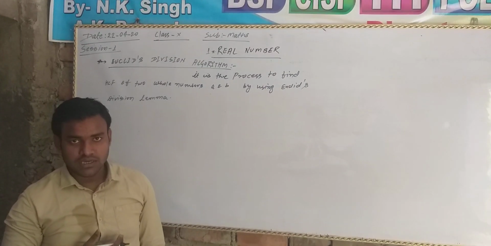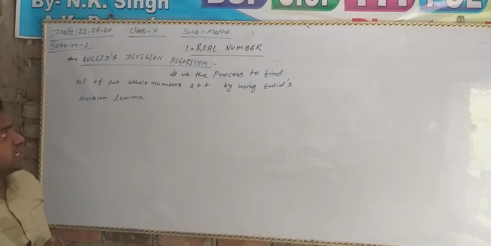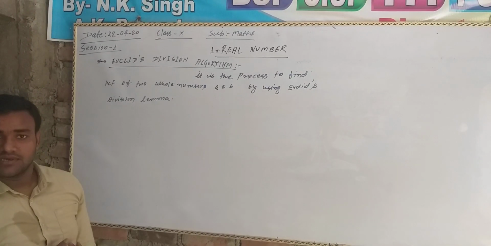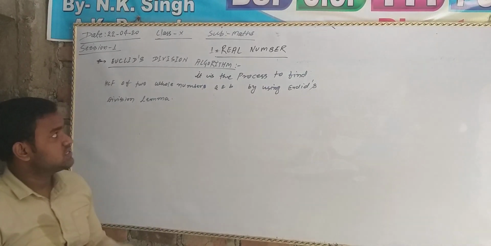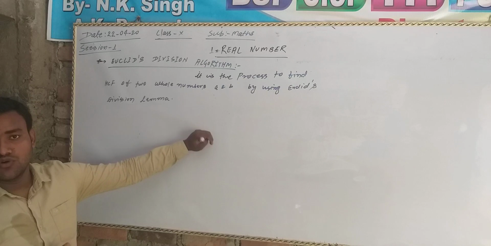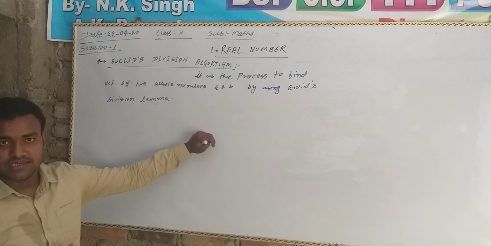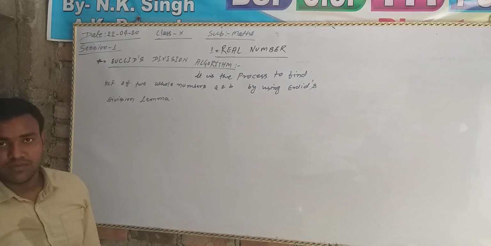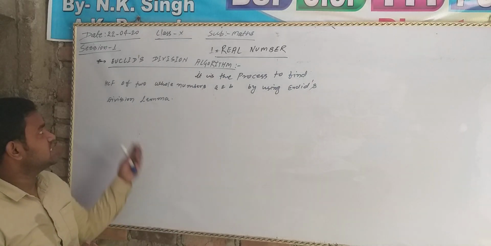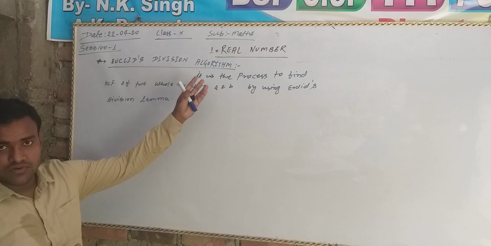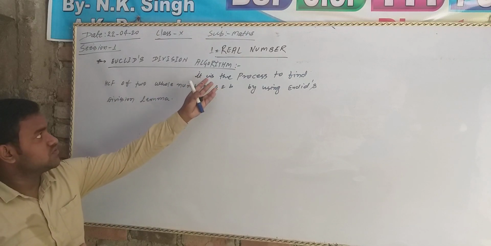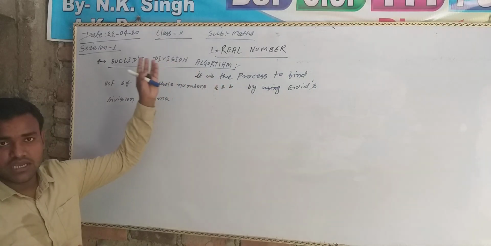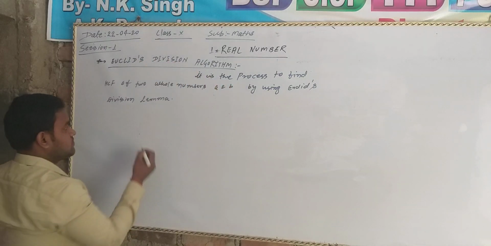ओके, अंडरस्टूड. अब सवाल आती है कि हाउ कैन वी फाइंड एचसीएफ बाय यूजिंग यूक्लिड डिवीजन लेमा. मींस यूक्लिड डिवीजन एल्गोरिथम का यूज करके हम दो नंबर्स का एचसीएफ कैसे निकालेंगे. ठीक है, तो इसके लिए कंसेप्ट है. देखिए वन बाय वन हम इसको बताते हैं एक क्वेश्चन पे. ओके, तो पहले लिखते हैं व्हाट इज यूक्लिड डिवीजन एल्गोरिथम. What is the process to find HCF of two numbers by using Euclid division algorithm.